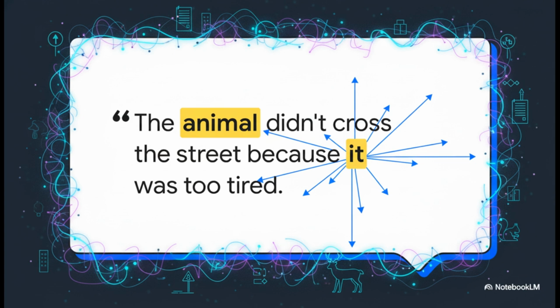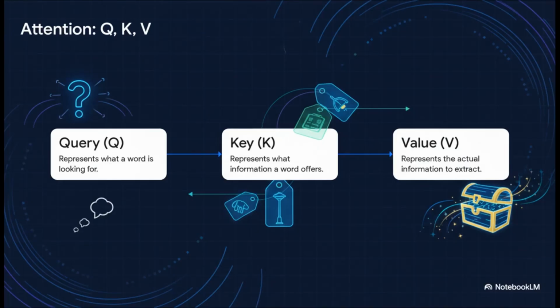But for an AI, that's a really hard problem. It needs a mathematical way to figure out that when it's looking at the word "it," it needs to pay more attention to the word "animal." So here's a simple way to think about how it works. For the word "it," the model sends out a little search request, a query, that basically asks, "Hey, I'm a pronoun. Who am I referring to?"